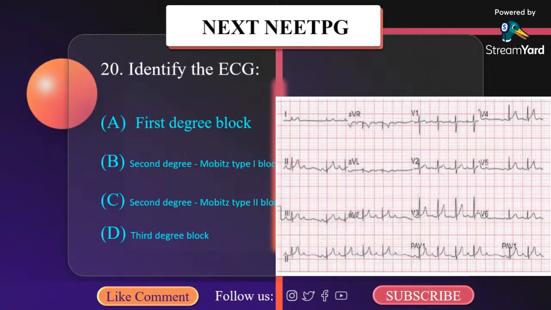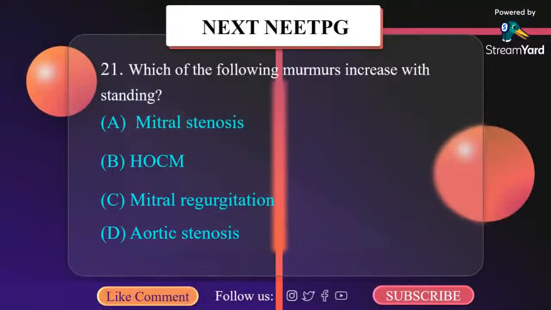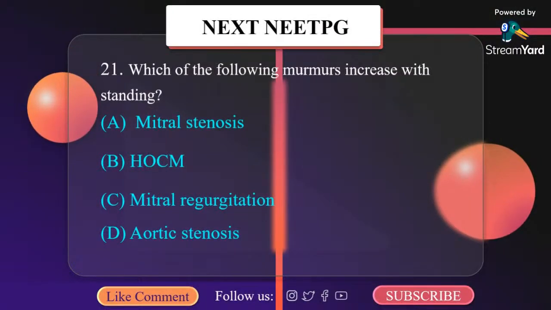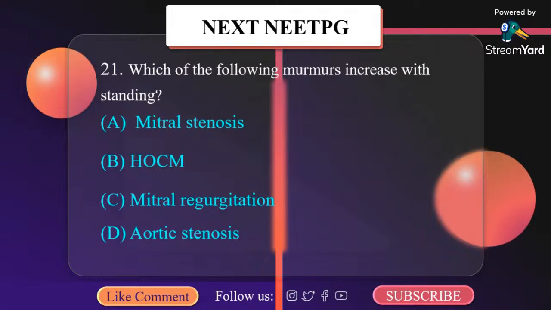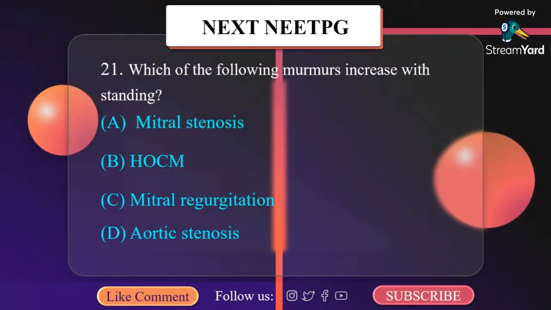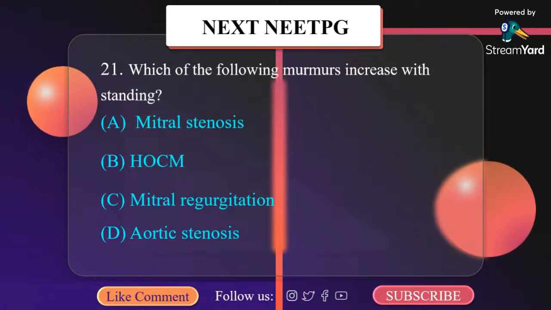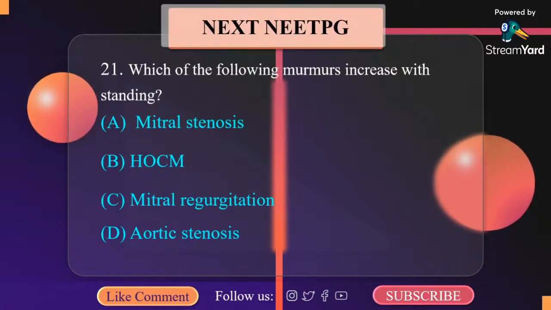Which of the following murmurs increases on standing? A. Mitral stenosis, B. HOCM, hypertrophic obstructive cardiomyopathy, C. Mitral regurgitation, D. Aortic stenosis. It is HOCM where the murmur increases on standing.